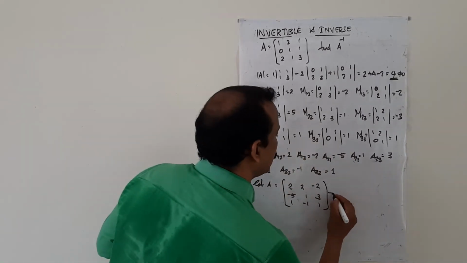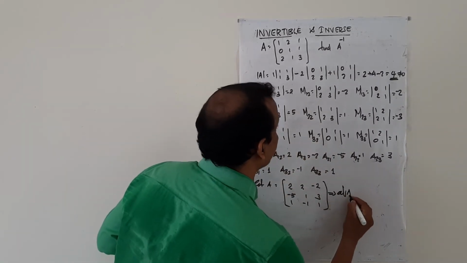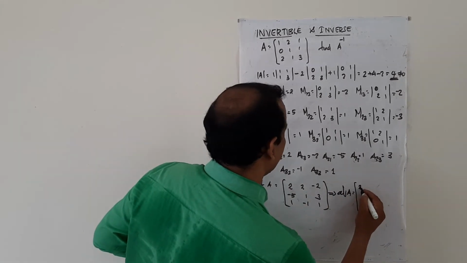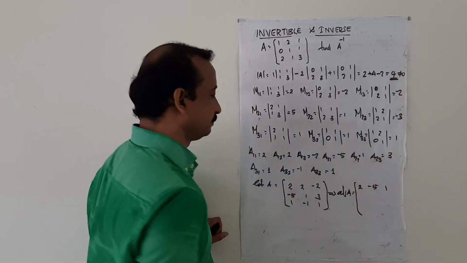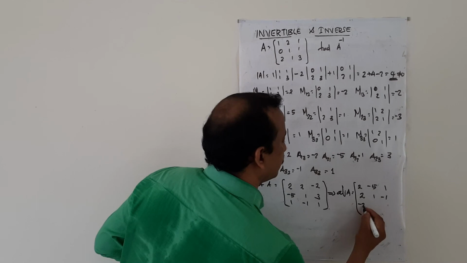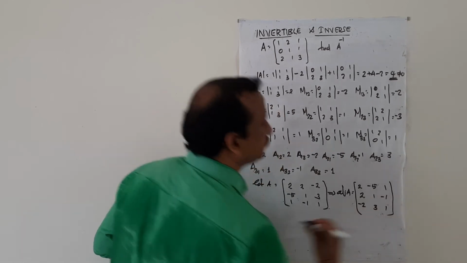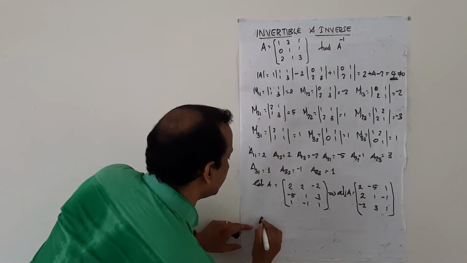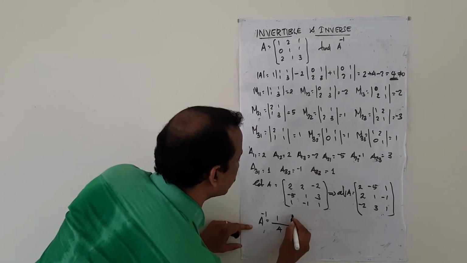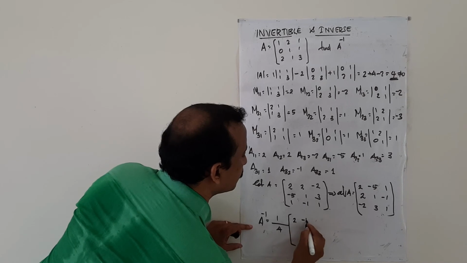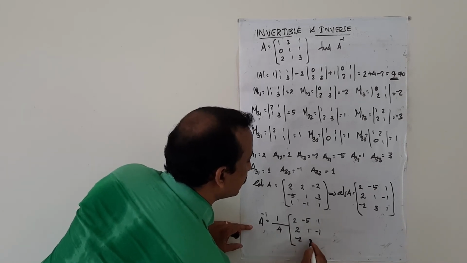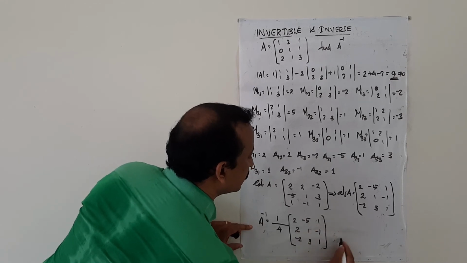And therefore the adjoint, that implies adj of the given matrix, is the transpose. That is [2, minus 5, 1; 2, 1, minus 1; minus 2, 3, 1]. And therefore A inverse is 1 by determinant. What is the determinant here? 4. So A inverse is 1 by 4 into [2, minus 5, 1; 2, 1, minus 1; minus 2, 3, 1].